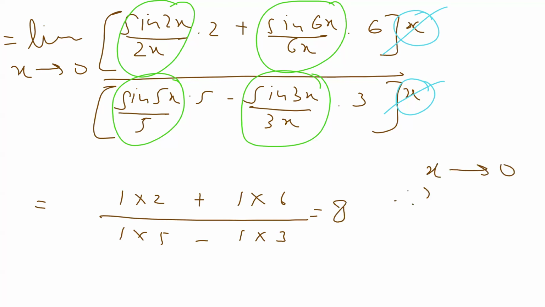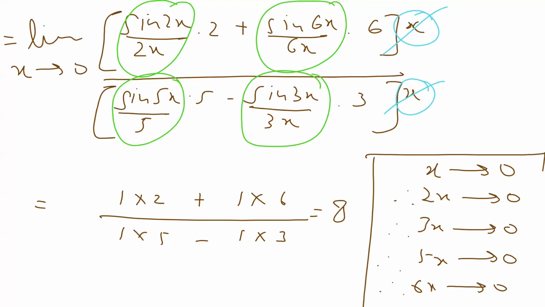X approaches 0. Therefore, 2x approaches 0. Therefore, 3x approaches 0. Therefore, 5x approaches 0. And 6x approaches 0. My method might seem to be a bit lengthy, but isn't the answer 4? 8 upon 2, that is 4. Sorry. I was saying my steps might seem to be a bit lengthy, but then you'll remember it rather than getting confused.